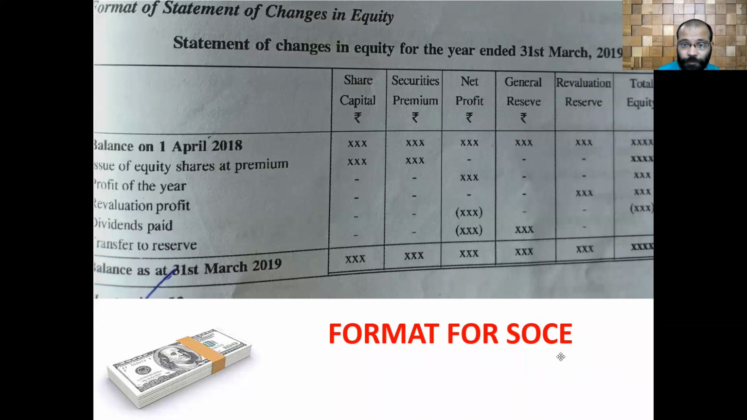So then we have revaluation profit. That will affect only the revaluation reserve, nothing else. So others will be nil and you only write in the revaluation reserve. That row total you would also write in the total equity column.